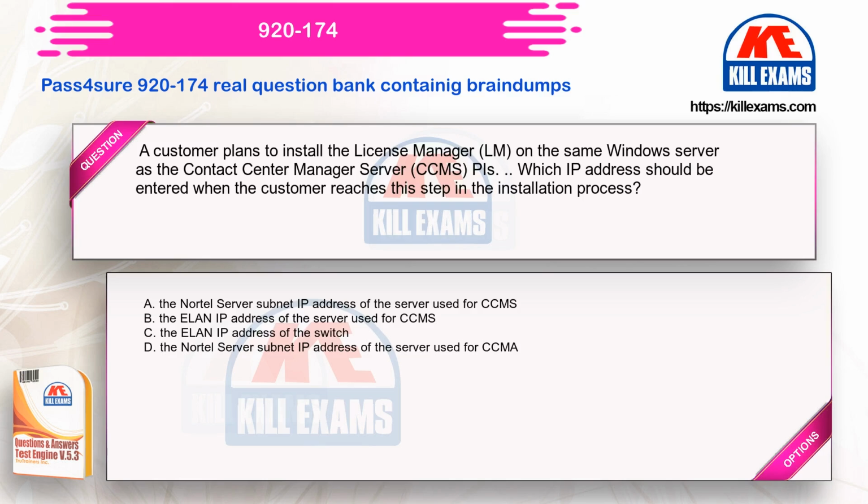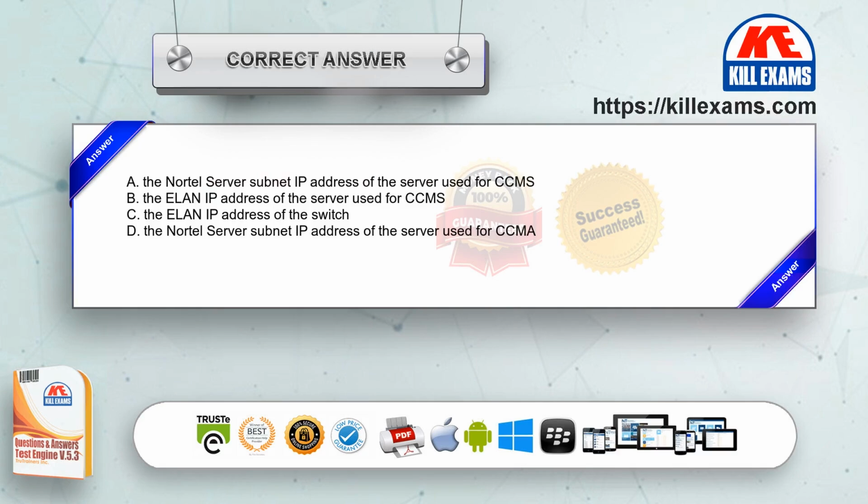A customer plans to install the License Manager (LM) on the same Windows server as the Contact Center Manager Server (CCMS). Which IP address should be entered when the customer reaches this step in the installation process? Option A. The Nortel server subnet IP address of the server used for CCMS. Option B. The ELAN IP address of the server used for CCMS. Option C. The ELAN IP address of the switch. Option D. The Nortel server subnet IP address of the server used for CCMA. The correct answer is option A.